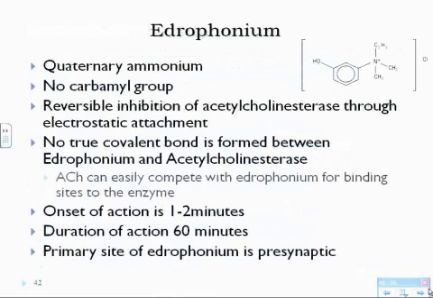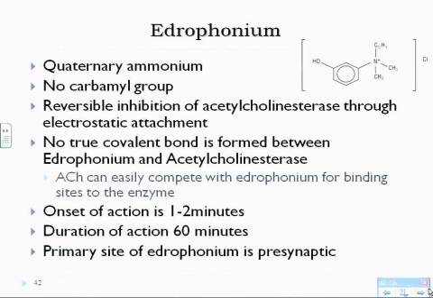Now, what do you reverse with? Edrophonium is one of those agents you can use. It's a quaternary ammonium. It has no carbonyl group on it, so it doesn't cause the carbamylation of the acetylcholinesterase. It's a reversible inhibition through electrostatic attachment. It has no covalent bond between the edrophonium and the acetylcholinesterase. It's just an electrostatic bond, so it's weak. Its onset of action is pretty quick, 1 to 2 minutes, and duration of action is 60 minutes.